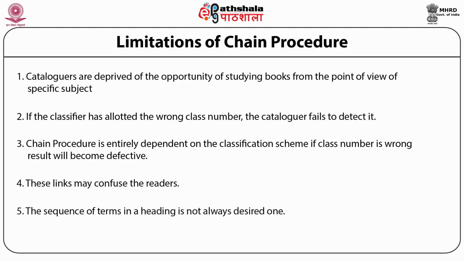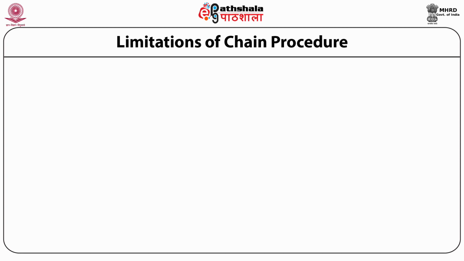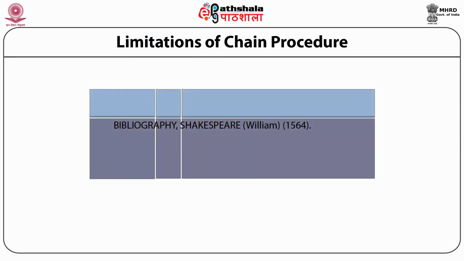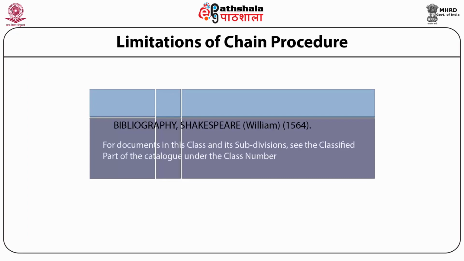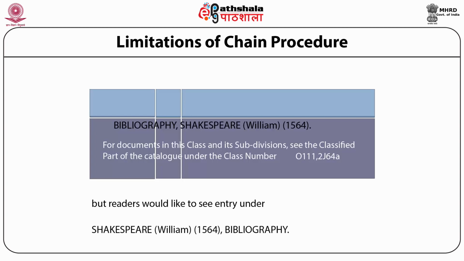And fifth is, the sequence of terms in a heading is not always the desired one. The readers mostly consult the concrete idea among the group of words in a compound heading. But in colon classification, only the abstract idea is used. For example, in a class index entry, in the leading section is given Bibliography, Shakespeare, William, 1564. For documents in this class and its subdivisions, see the classified part of the catalog under the class number, and the third section is 0111, 2J64A. But readers are not satisfied only by this entry and they need another entry as follows. Shakespeare, William, 1564, Bibliography.